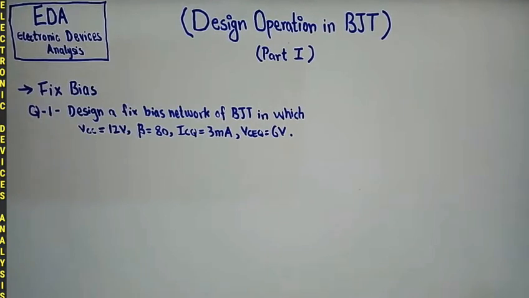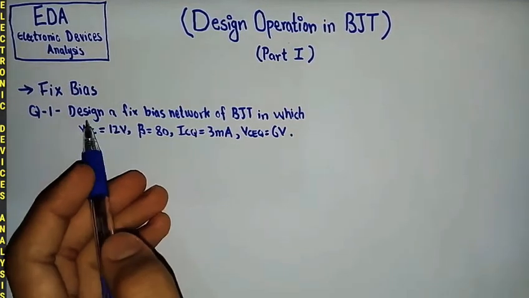A design operation means that for a circuit, some of the parameters are given to you in the question and you have to find the remaining parameters of that circuit. This is called the design operation in BJT or in any circuit. So guys, first of all we solve a question.